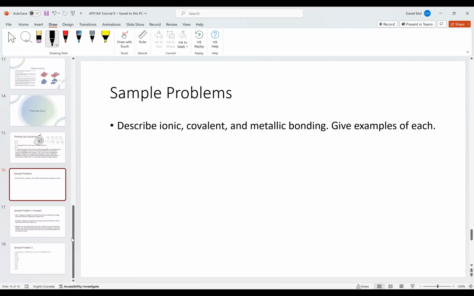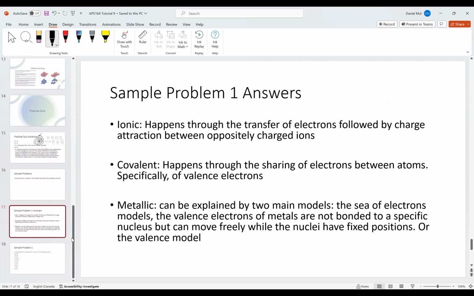So here's the first sample problem, and we can just go through it. We have: describe ionic, covalent, and metallic bonding, then give examples of each. Ionic happens through the transfer of electrons followed by charge attraction between oppositely charged ions. We saw that with our NaCl example. Na+, we have an electron that leaves. Cl-, we have the electron that comes in. And then that causes this attraction.